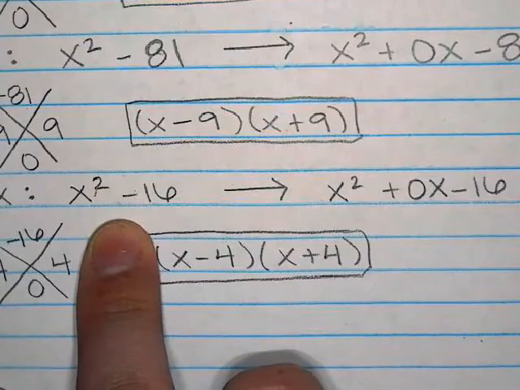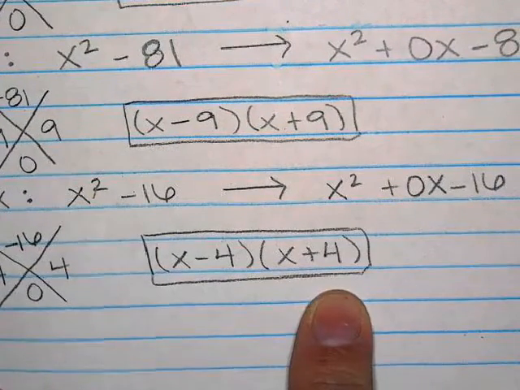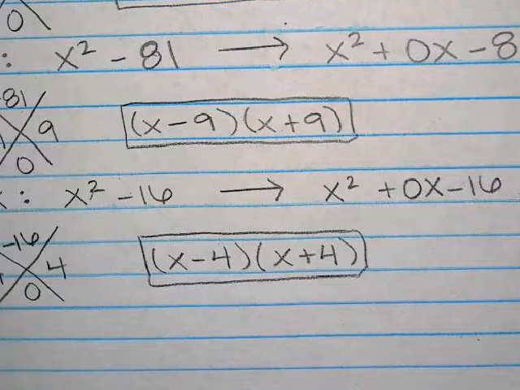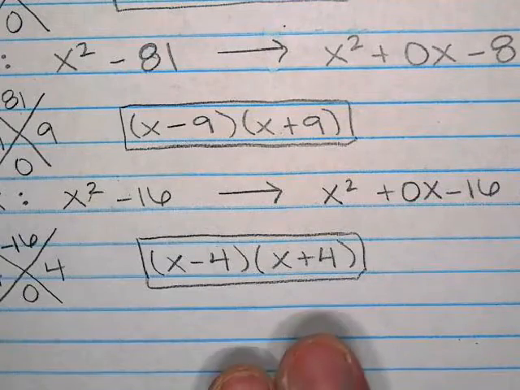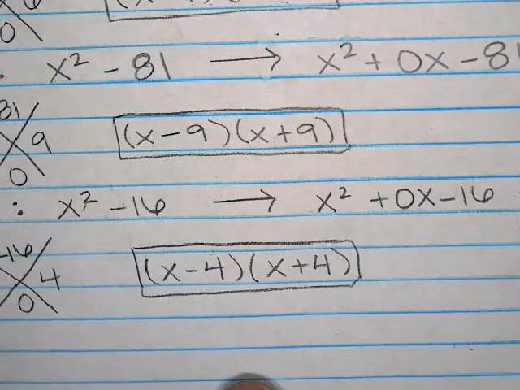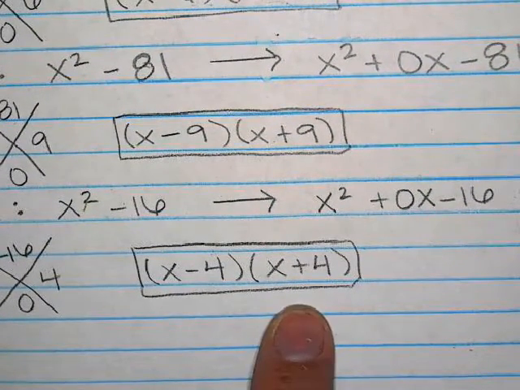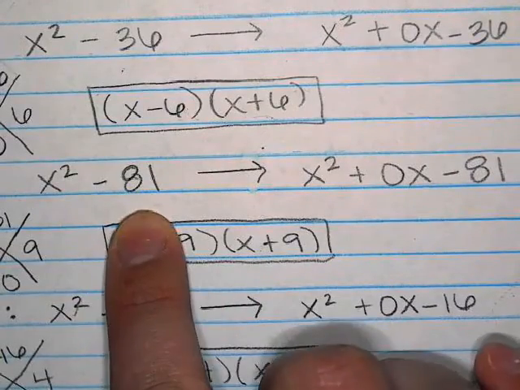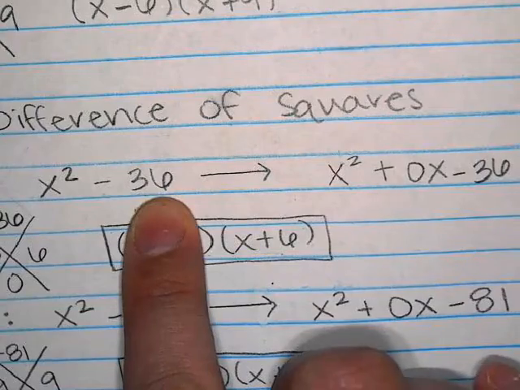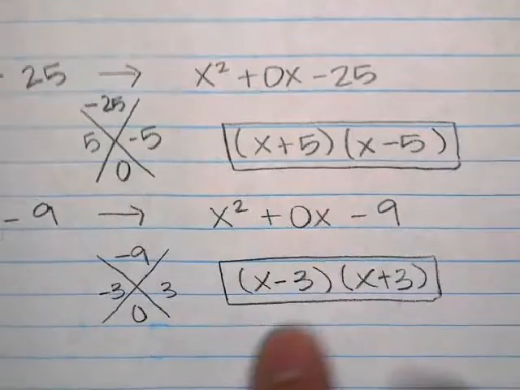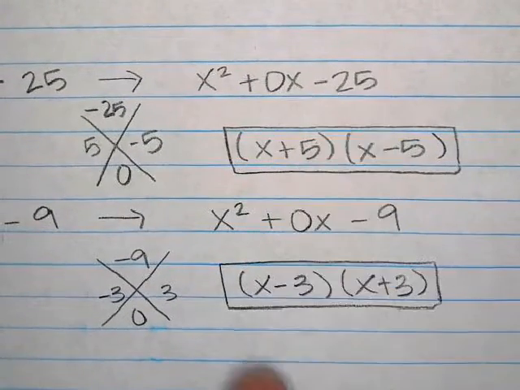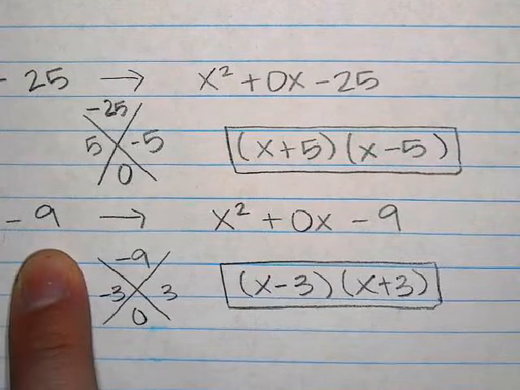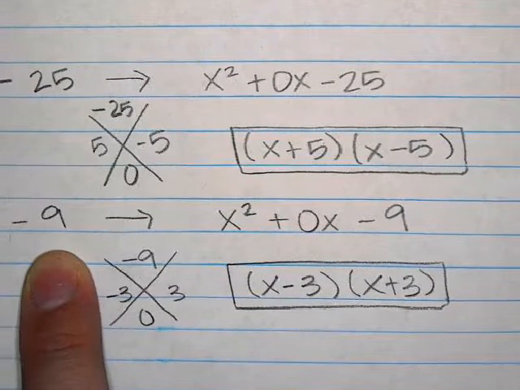Is anyone seeing a pattern with any of these? What's the pattern? One's negative and one's positive, so you have two signs. What's another pattern? They're the same number. So it's a 4 and a 4 from the 16. It's a 9 and a 9 from the 81. It's a 6 and a 6 from the 36. It's a 5 and a 5 from the 25. It's a 3 and a 3 from the 9. What's another part of the pattern? Is there anything else you're noticing?